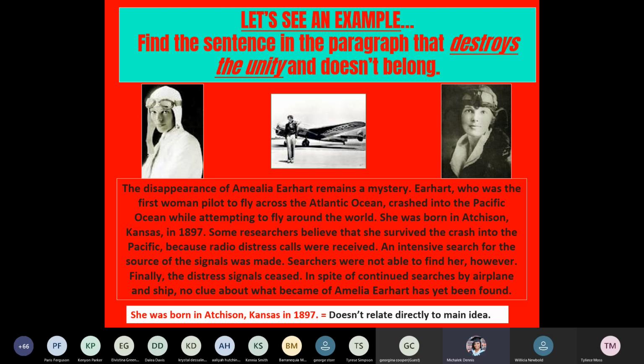Okay, now, students, one more thing. There's a sentence inside this paragraph that has nothing to do with this paragraph. Nothing. Can you identify that sentence?